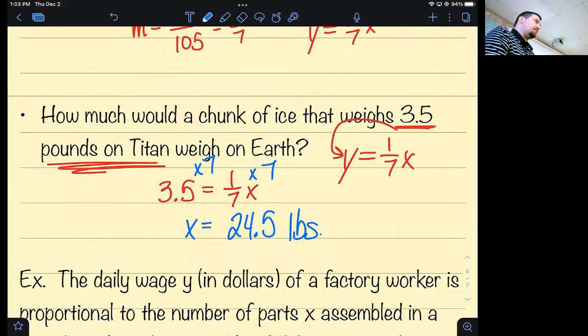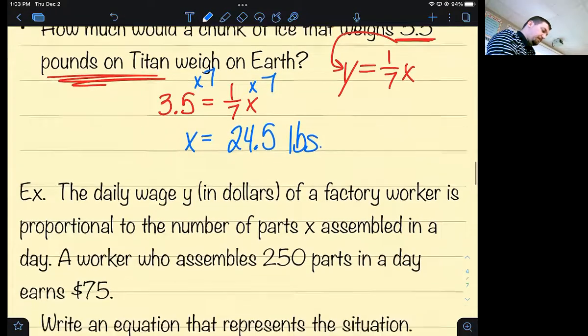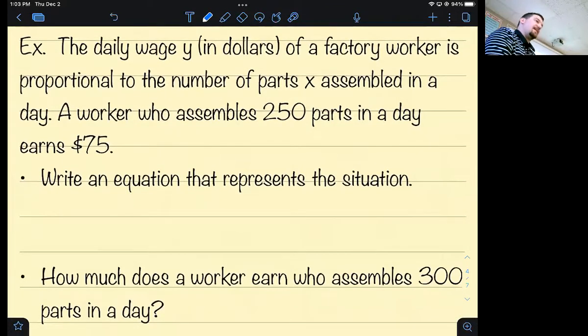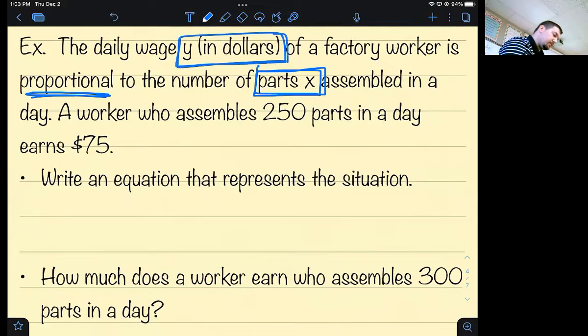Questions about how we did that? Okay, we're going to do it again here. This time we're talking about a factory worker and how much money they make. The daily wage y in dollars of a factory worker is proportional, which means it's a direct variation, it's going through the origin, to the number of parts x. Okay, so x is the parts. I'm going to circle it this time. This might make it easier to remember. X is the parts and y is the dollars. A worker who assembles 250 parts in a day earns $75. Write an equation that represents this situation.